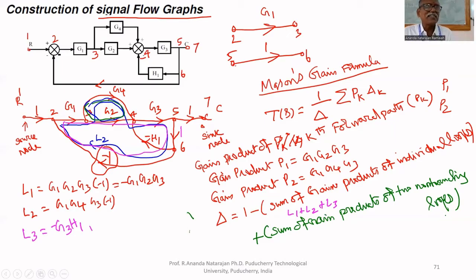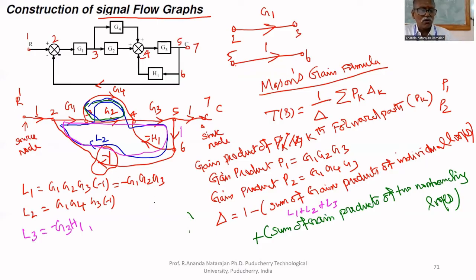L1 and L2 are touching each other. Therefore, they are not non-touching loops. L2 and L3, if you take them, are also touching. Therefore, they are not non-touching loops. If you take L1 and L3, they are touching each other. Therefore, you cannot take them, and the second term, the green term, you won't get.